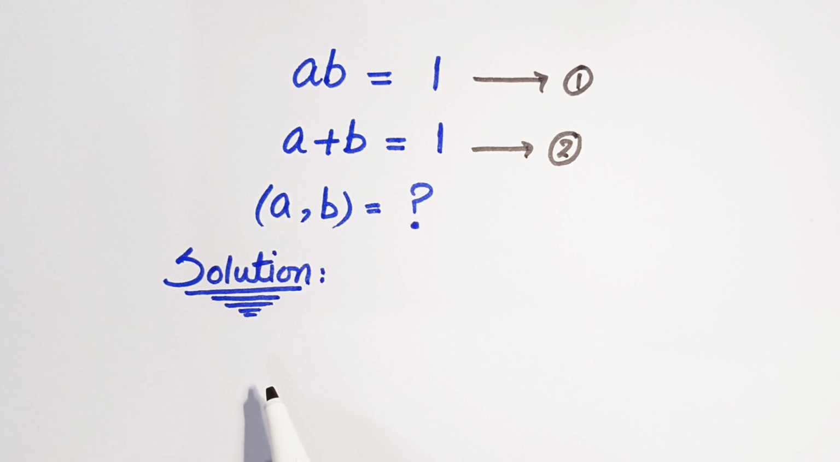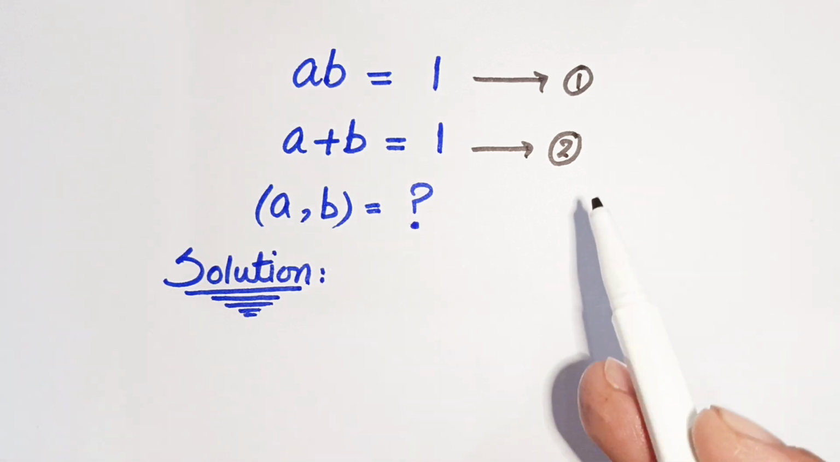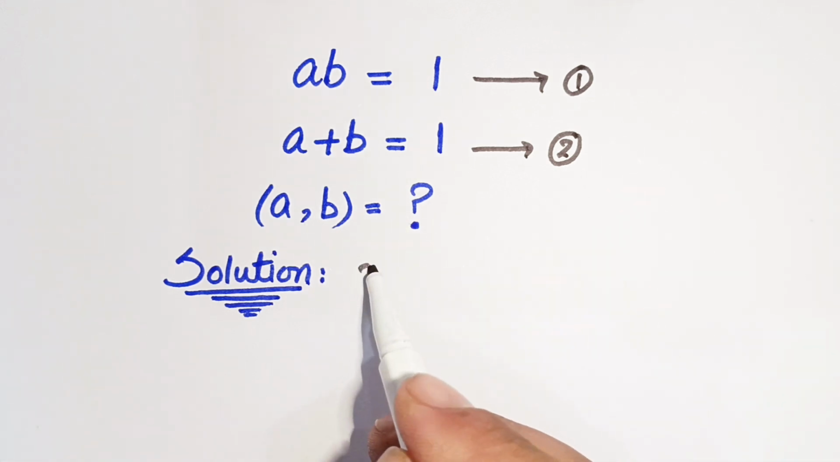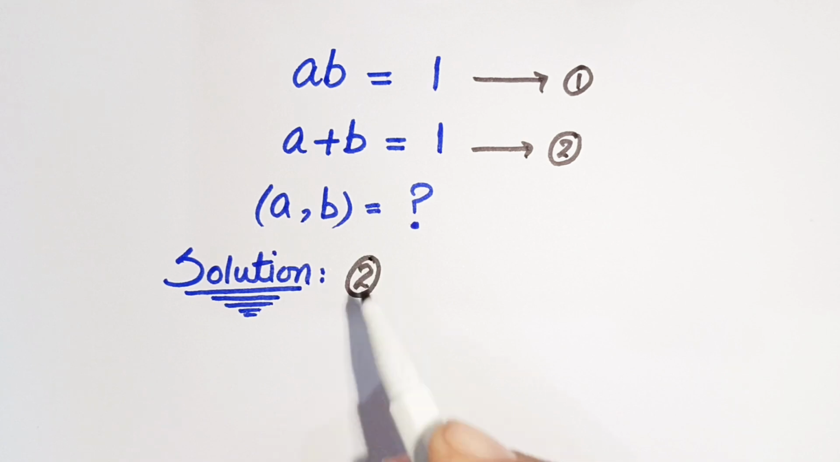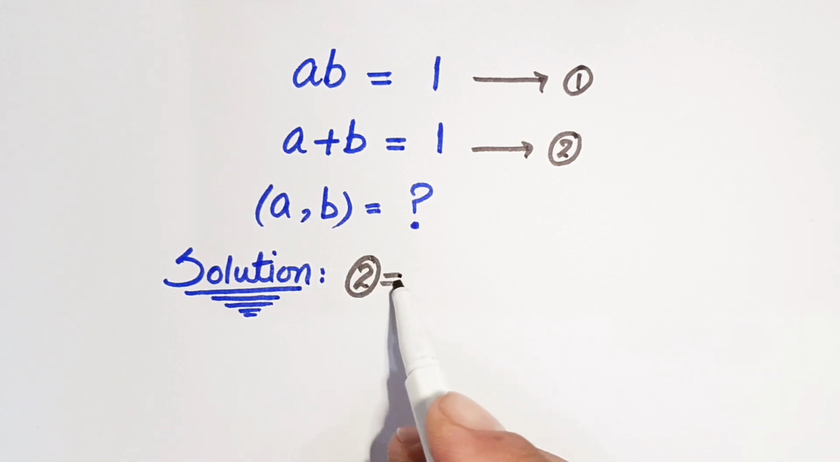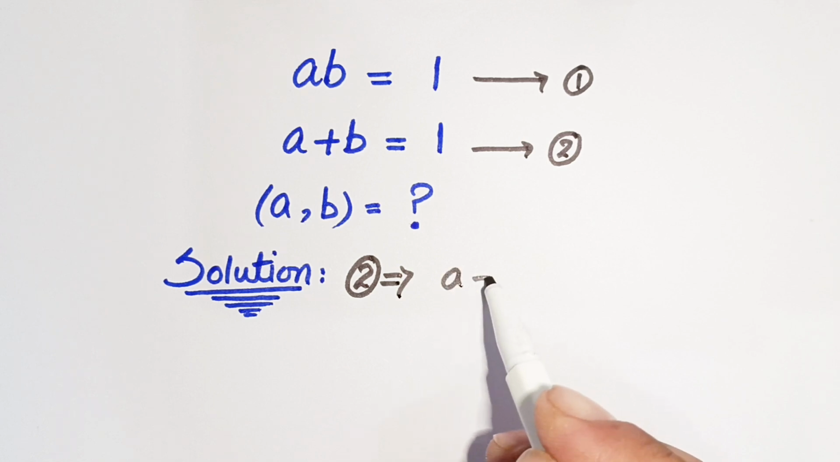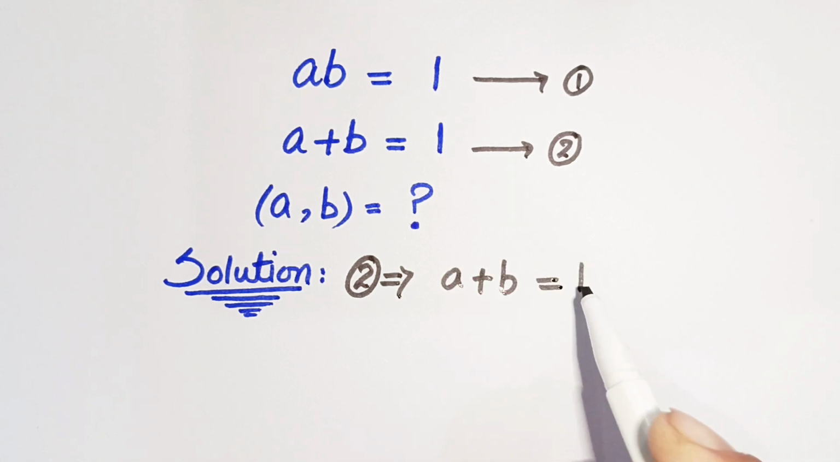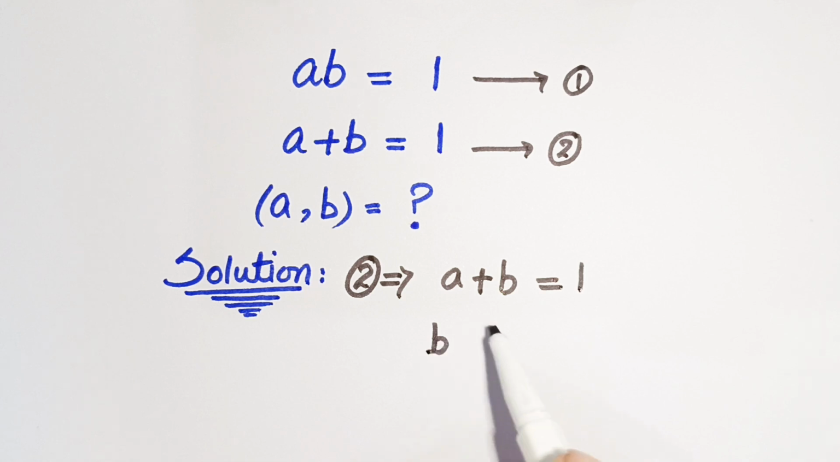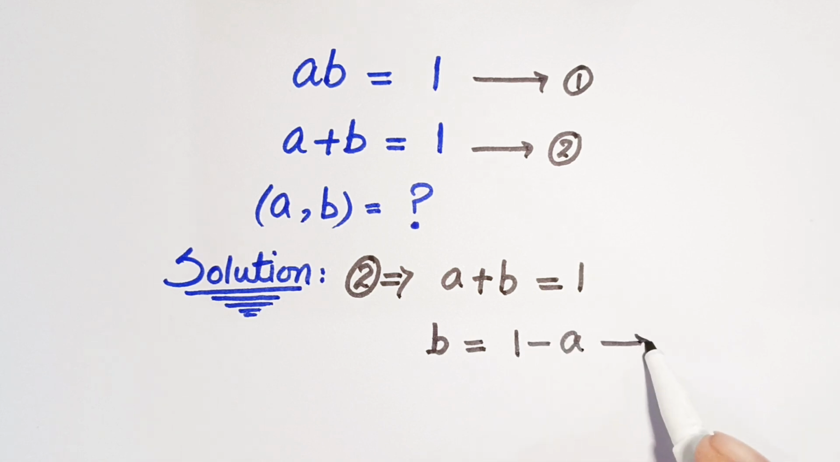Now, starting our solution, first of all we have to solve equation 2 for the value of b. So from equation 2 it implies that as a plus b is equal to 1, we have to express this with respect to b. So b is equal to, just shifting this a, we get 1 minus a. Let us consider it is our equation number 3.